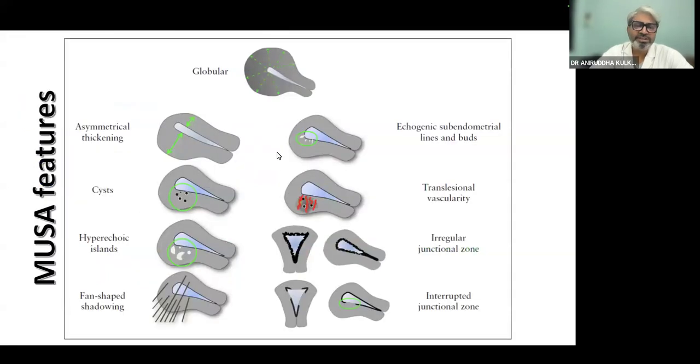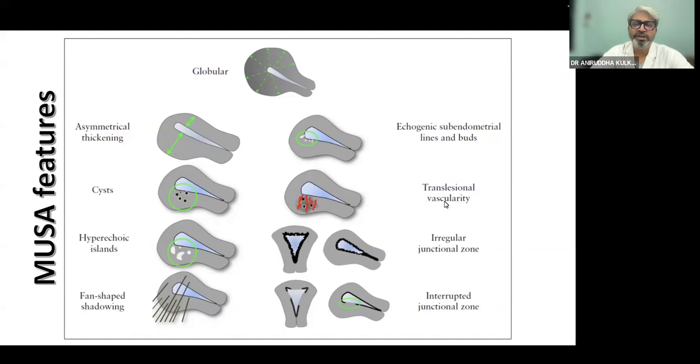Whenever we have seen that there are direct and indirect signs, these indirect signs could be asymmetrical wall thickening, it could be globular thickening, but the specific signs should be cyst, hyperechoic island, fan-shaped shadowing. The indirect signs are an interrupted zone of the endomyometrial junction zone or an irregular junctional zone.